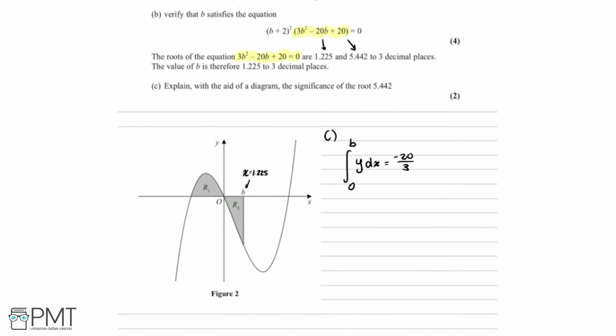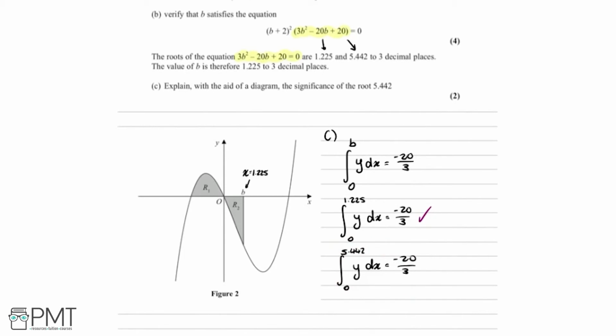However, we've got 2 values for b, so we've got 0 and 1.225 of y with respect to x is minus 20 over 3. However, we've also got the integration between 0 and 5.442 with respect to x is also minus 20 over 3. And we want to have a think about why that could be. So this one here makes sense because we know that the area of R2 is 20 over 3. So this one makes sense. However, we've got a second value for b that we also get the same result.